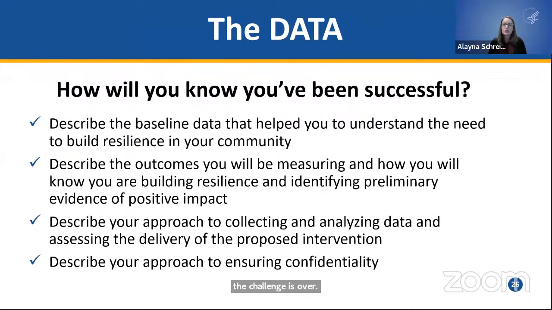On the last slide, we talked about the anticipated outcomes, or how your approach will benefit participants. In the data section, you will want to explain how you will know your approach has been successful. You will want to describe any data that helped you to understand the need to build resilience in your community. You will want to clearly describe the outcomes you will be measuring, so how you will know you're building resilience and identifying preliminary evidence of positive impact.